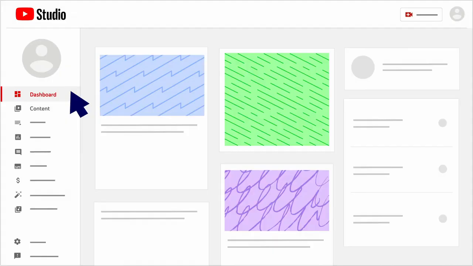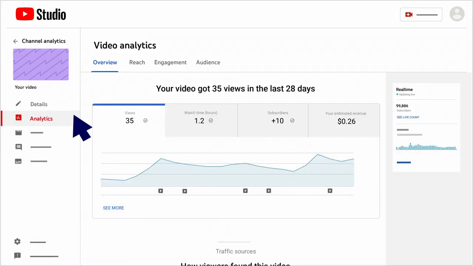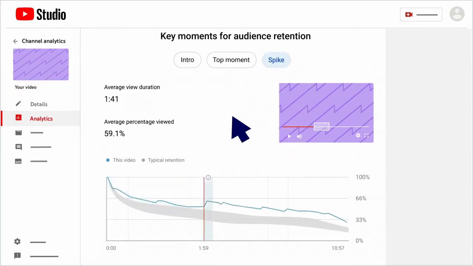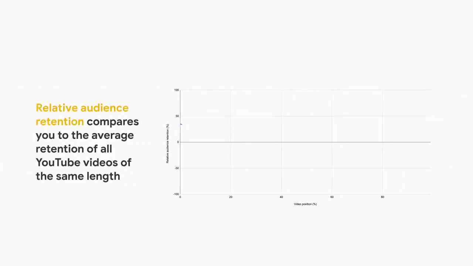Retention curves are easily accessible on YouTube Studio. First, select the content by clicking on the video and select Analytics. You will be presented with 2 types of audience retention curves. The first graph here measures absolute retention, which gives you the percentage of people still viewing your ad at any given time compared to the total views at the beginning. The second graph is relative retention. It compares your video retention to the average retention of all YouTube videos of similar lengths.